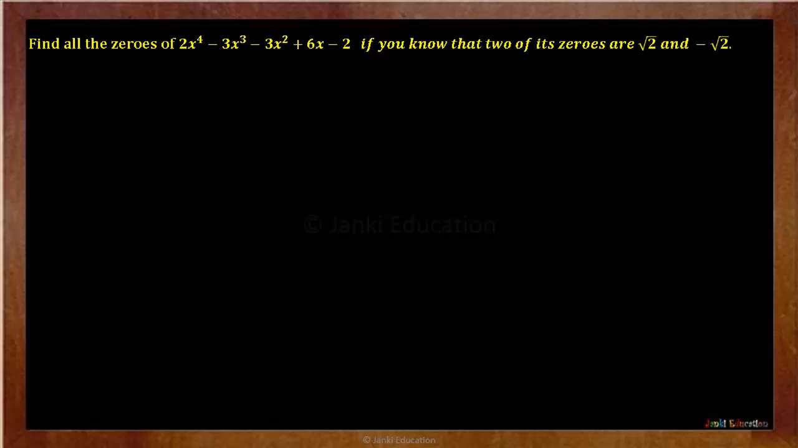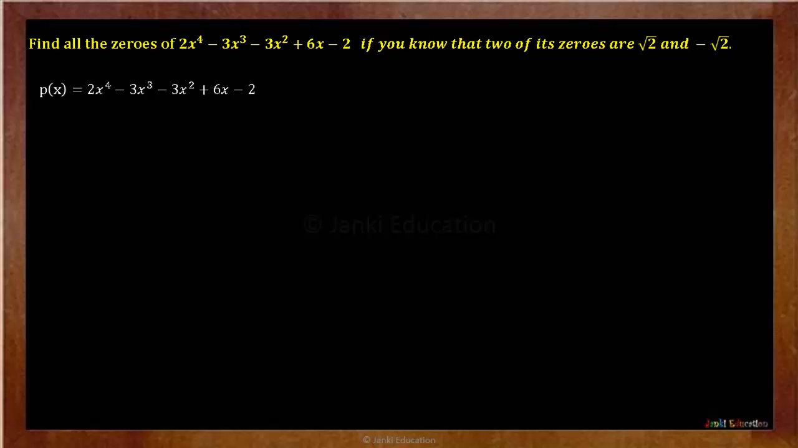After rearranging, our question becomes: find all the zeros of 2x to the power 4 minus 3x cubed minus 3x squared plus 6x minus 2, if you know that two of its zeros are square root of 2 and negative square root of 2. Here our polynomial p of x is 2x raised to power 4 minus 3x cubed minus 3x squared plus 6x minus 2.